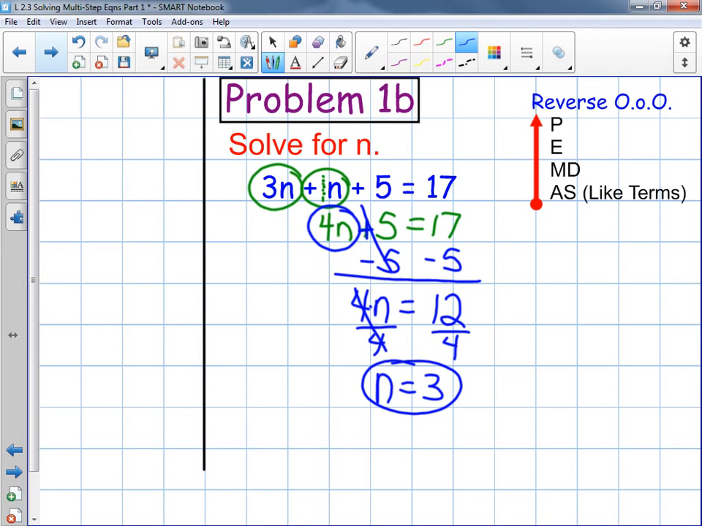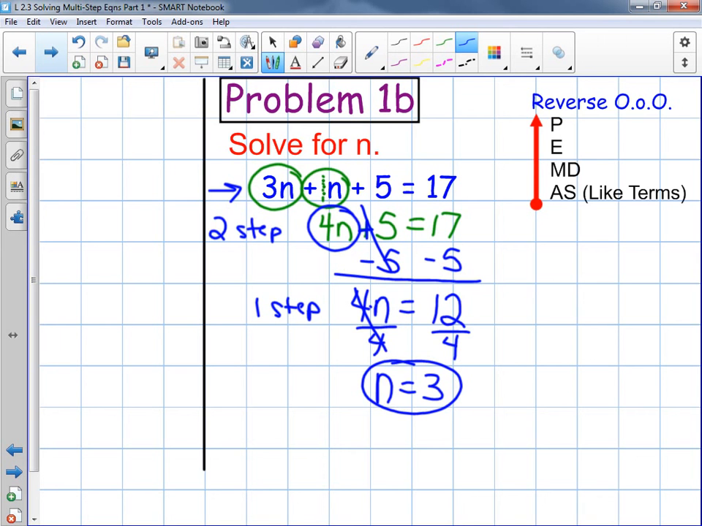So once again, you have a multi-step equation. The only additional step is in the very first step where you're adding the like terms. And then you've narrowed it down to a two-step equation. And once you do the first step, now it's down to a one-step equation. And you complete the one-step equation to get your answer of n equals 3.